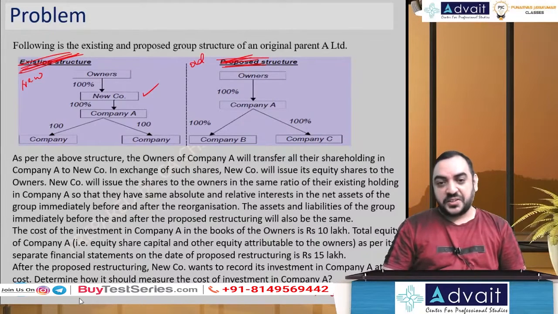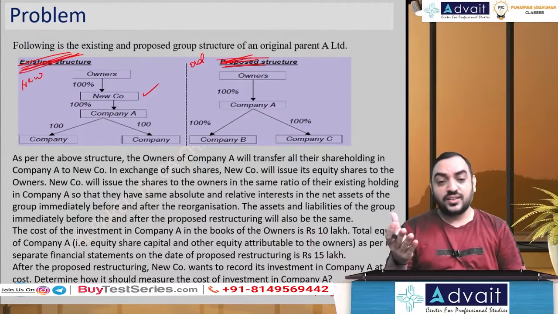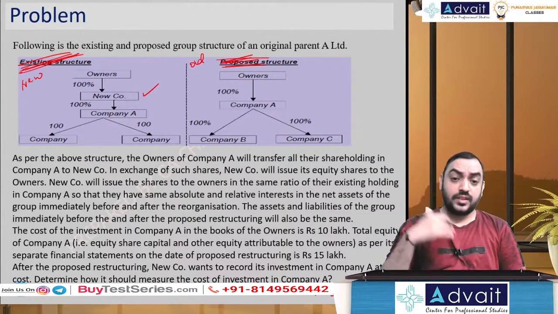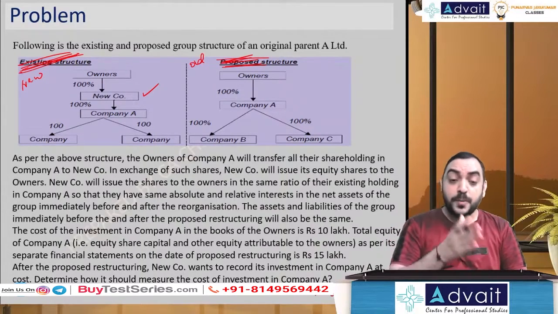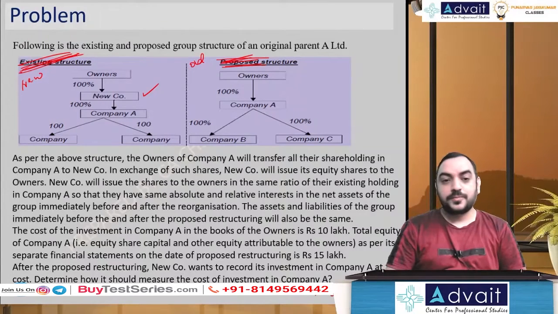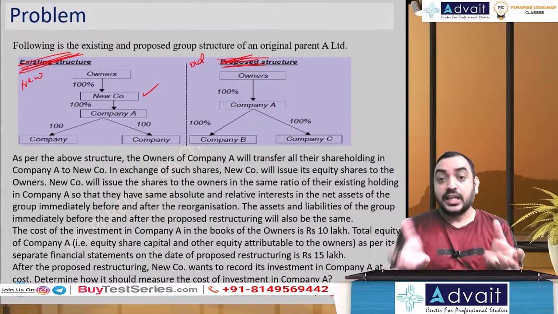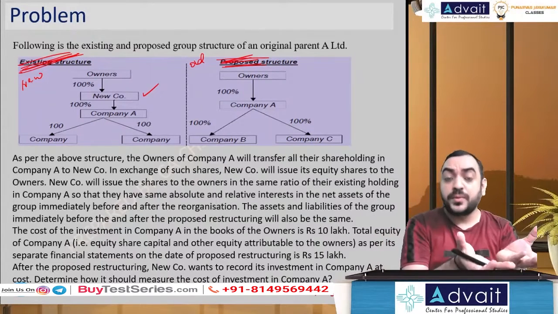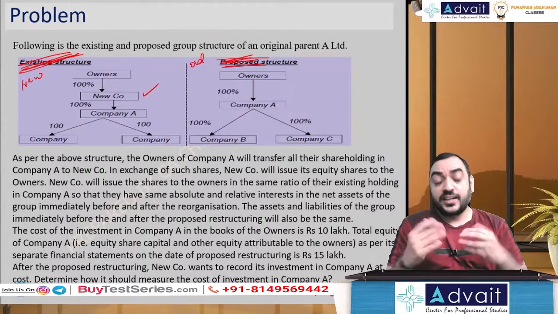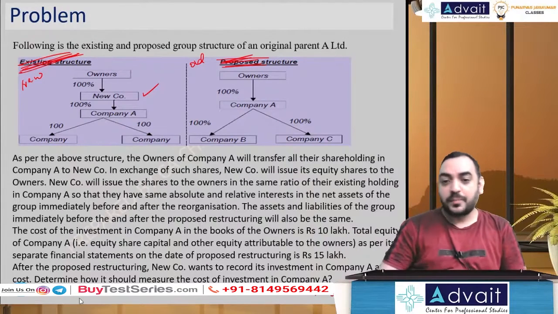Okay, let's read further. New company will issue the shares to the owners in the same ratio of the existing holding in company A, so that they have the same absolute and relative interest in the net assets of the group before and after reorganization. So basically, you are shareholders of company A. Now you are shareholders of the new company because you have given the shares to the new company and the new company has given their shares. Effectively, you are the owner of the new company and the new company is the owner of the existing company. That's what is happening now.